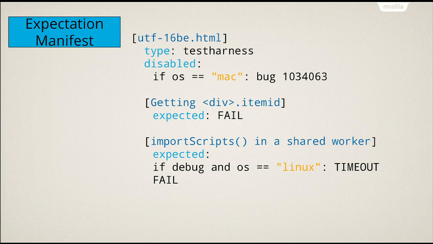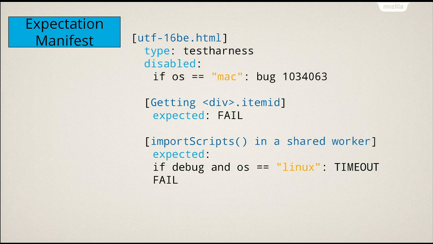We have the type of the test, and then skipping down a little bit, we have this getting div item ID, and that's a subtest from this main parent test. And you can see that the expected result from that subtest is to fail. What's a bit more interesting is the second subtest at the bottom of the screen. By default, it's expected to fail, but on the line before, we have something a bit more interesting. If we're running in a debug build and the OS is Linux, then instead it times out.